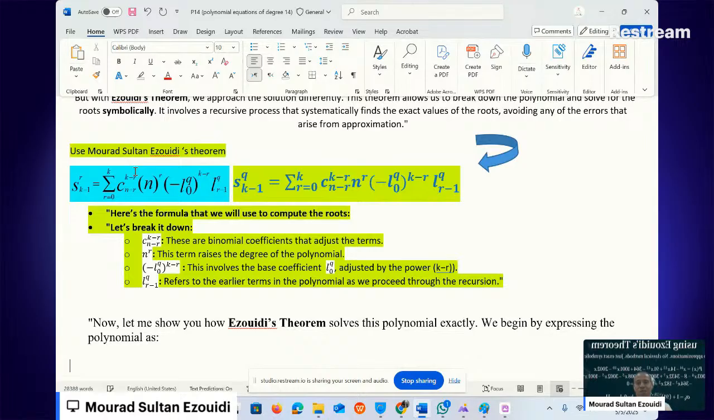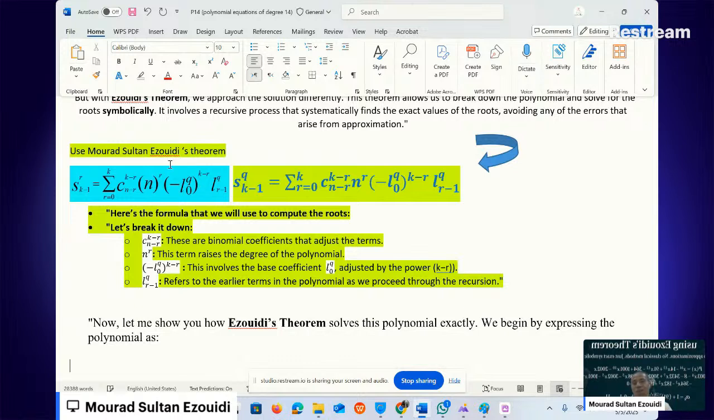Here, let me first explain how the formula works. Here is the formula that we will use to compute the roots. Let's break it down. So, teachers and colleagues, learners, and those who have a smart mind and want to learn from you, and to know the big relationship between the original equation and the new equation, and the relation between the roots of this original equation and the roots of this new equation.